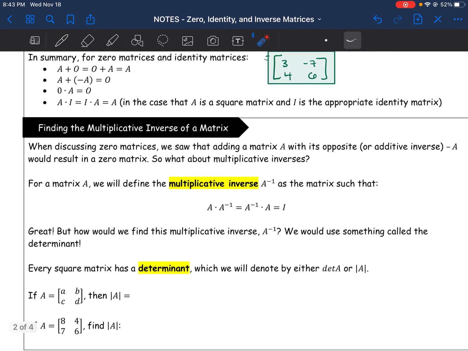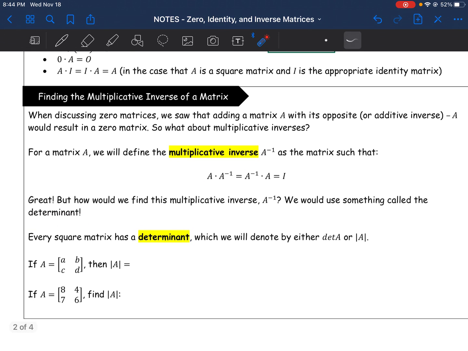For a matrix A, we will define the multiplicative inverse, A to the negative first power, as the matrix such that A times its inverse will be equal to A inverse times A, which will equal the appropriate identity matrix. And that's great, but how do we find this multiplicative inverse, A inverse? Well, we use something called the determinant. It turns out that every single square matrix has a determinant.